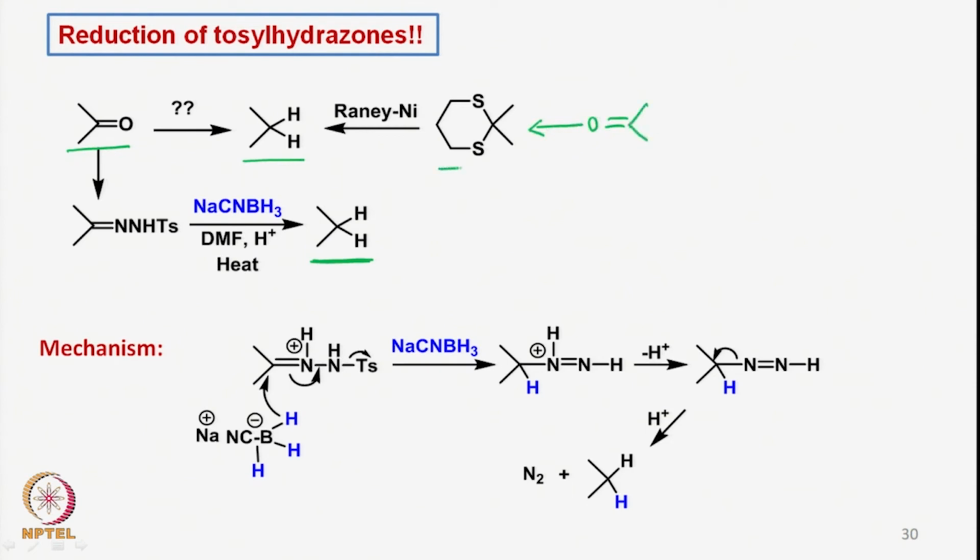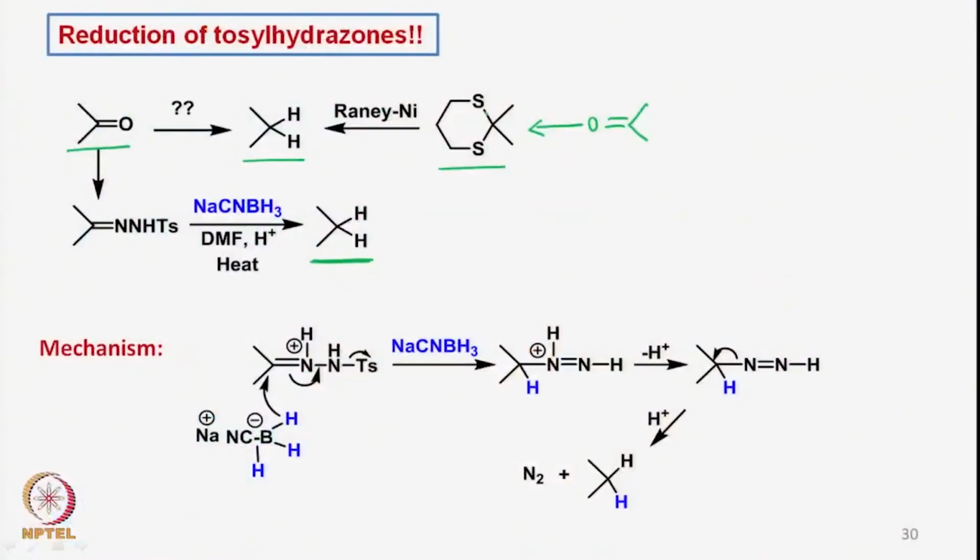and once we have the dithioketal, the reduction can be done by Raney nickel, the special nickel catalyst on the surface of which hydrogen is adsorbed, and that allows the cleavage of these carbon sulfur bonds by the hydrogen, and then you get the corresponding molecule in which the oxygen is replaced by 2 hydrogens.